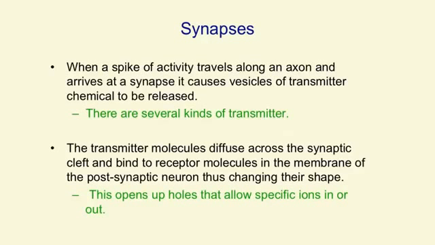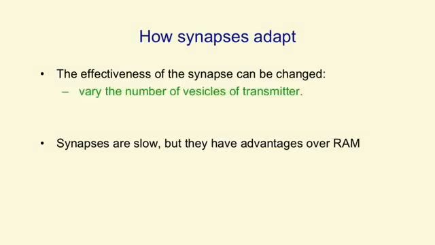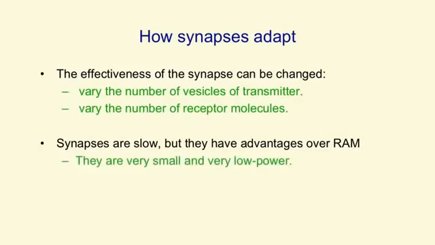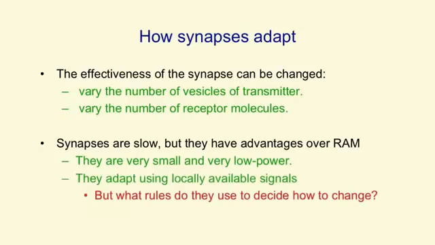Synapses adapt, and that's what most of learning is, changing the effectiveness of a synapse. They can adapt by varying the number of vesicles that get released when a spike arrives, or by varying the number of receptor molecules that are sensitive to the released transmitter molecules. Synapses are very slow compared with computer memory, but they have a lot of advantages over the random access memory on a computer. They're very small and very low power, and they can adapt. That's the most important property. They use locally available signals to change their strengths, and that's how we learn to perform complicated computations. The issue, of course, is how do they decide how to change their strength? What are the rules for how they should adapt?